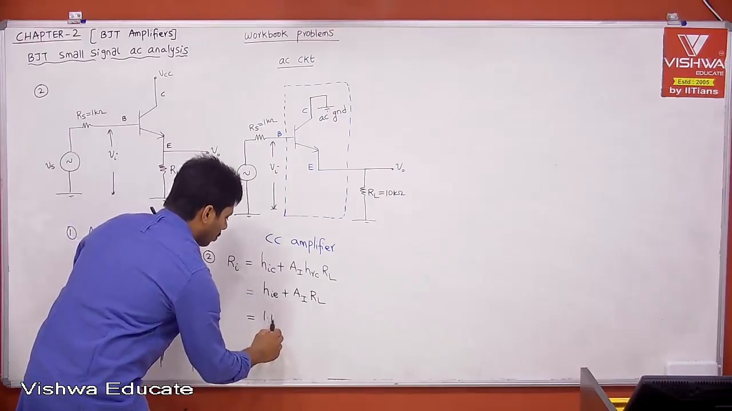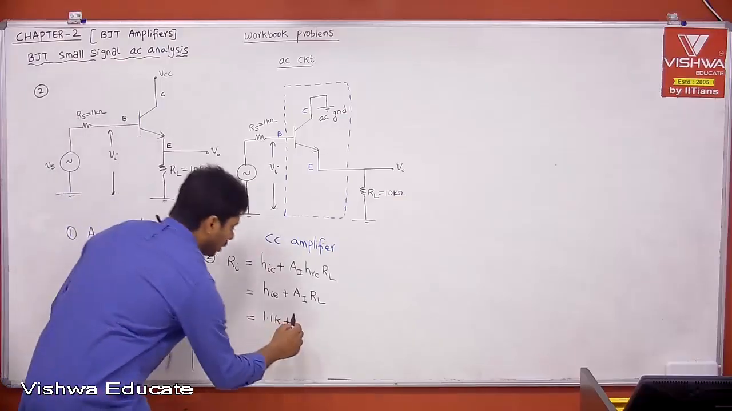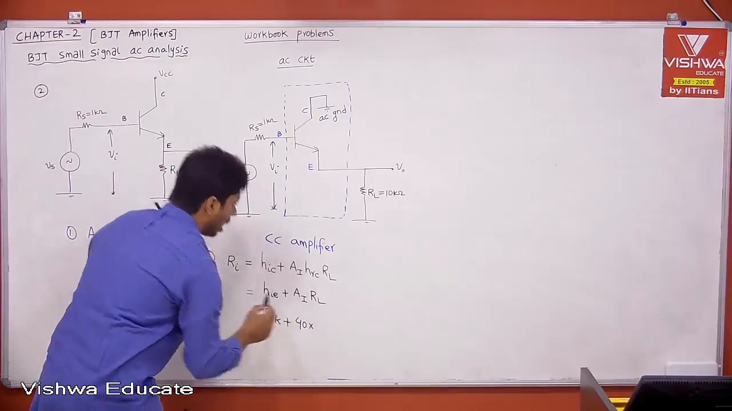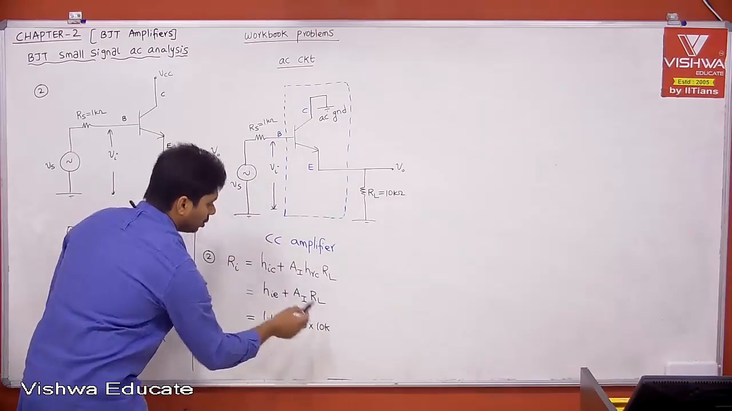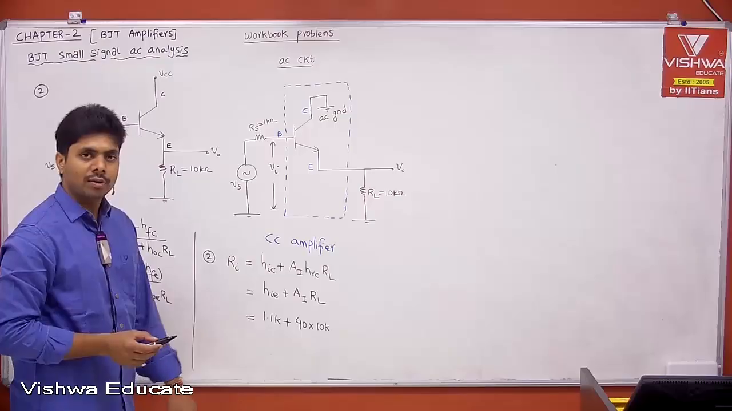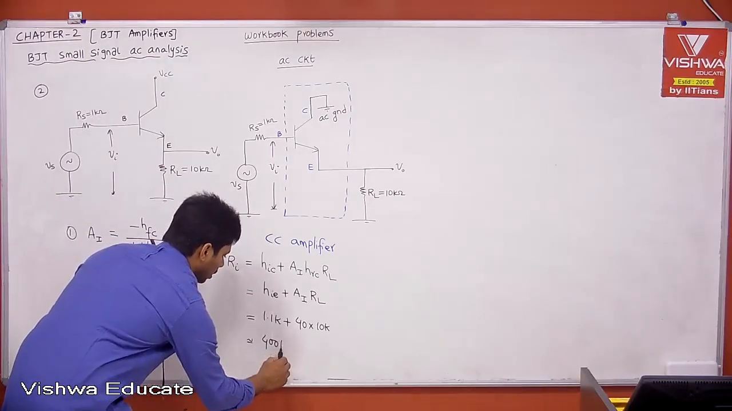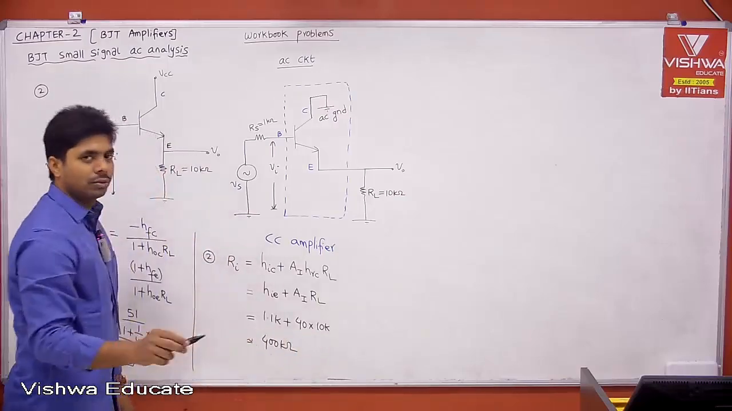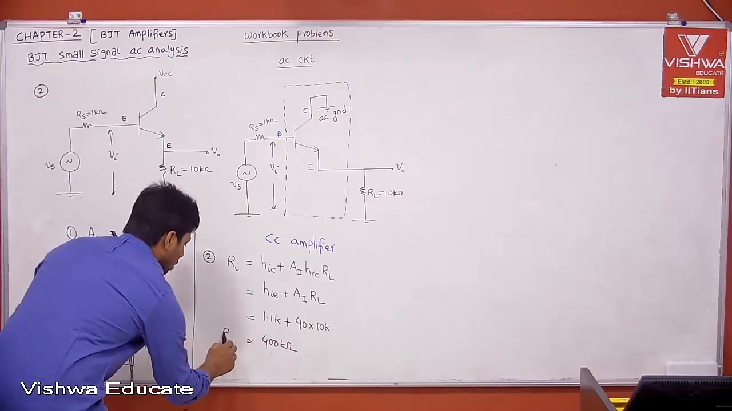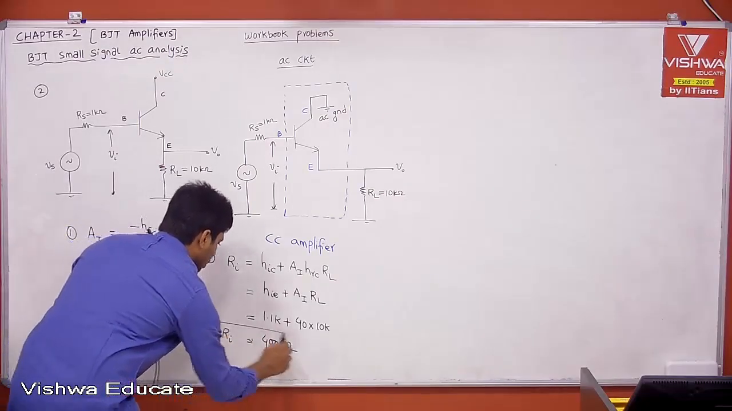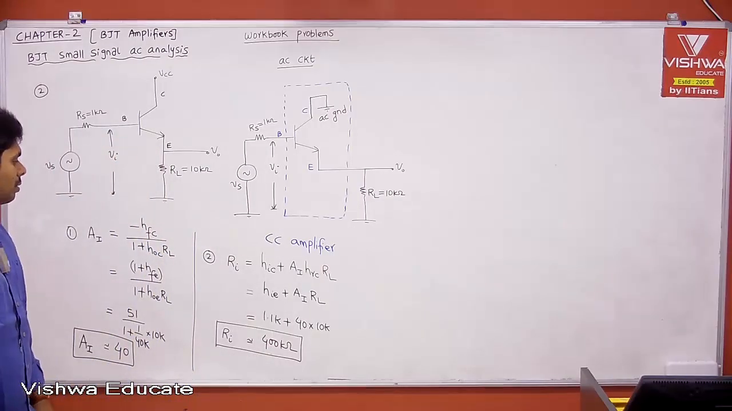Then what is HIE? I already gave 1.1 kilo ohm, plus the current gain, which we already calculated, approximately 40. What is RL? RL is nothing but 10 kilo ohm. Therefore 40 into 10 is 400, plus 1.1. Therefore I can say approximately 400 kilo ohm. Either 401.1 or 402, 403, it doesn't matter. Therefore this is 400 kilo ohm, Ri. Okay, fine. Now let's see the third one.